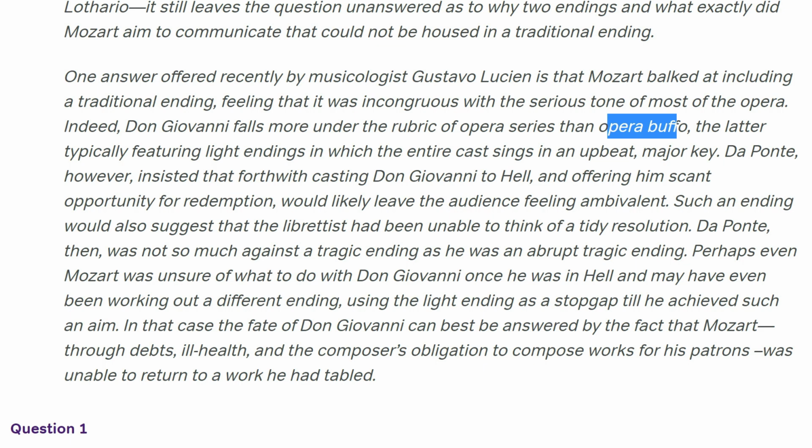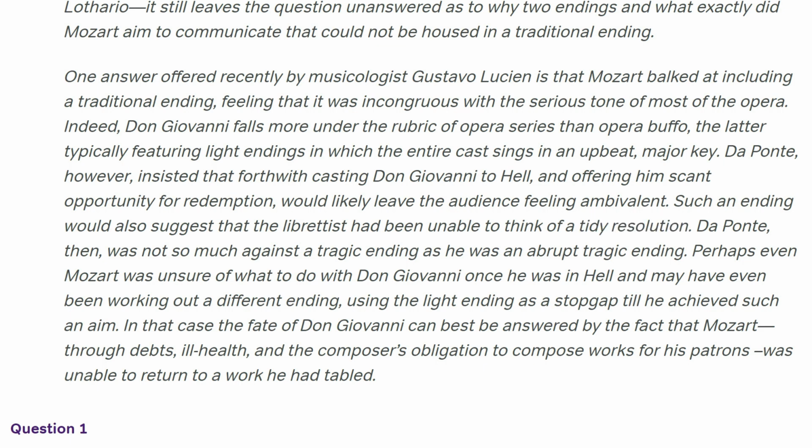Da Ponte, however, insisted that forthwith casting Don Giovanni to hell and offering him scant opportunity for redemption would likely leave the audience feeling ambivalent. So it was a serious opera, but the audience might get a bit too sad, a bit too hesitant, confused. Such an ending would also suggest that the librettist had been unable to think of a tidy resolution. Okay, so suggesting another reason why he didn't just want to go for a traditional happy ending.